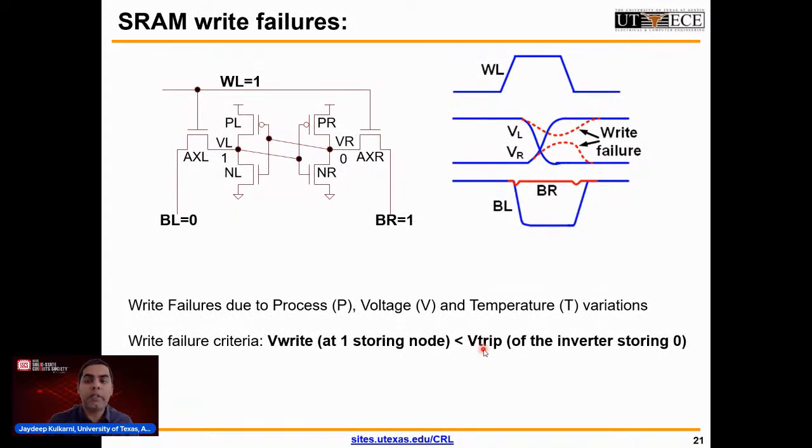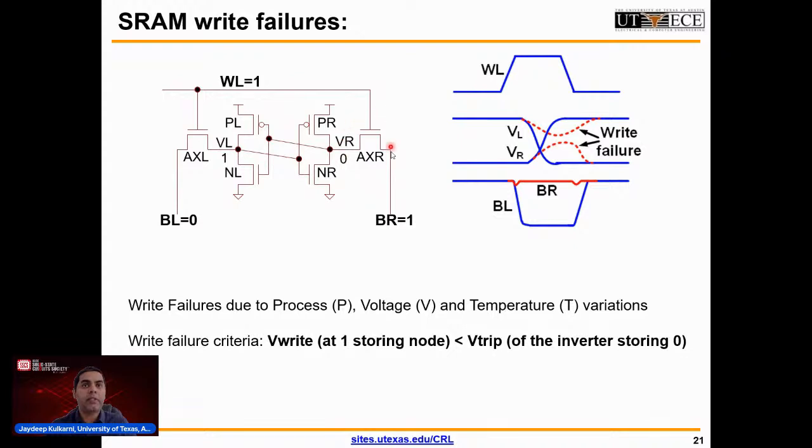So let's look at the write operations. How exactly do we perform a write operation? Let's assume that the left node is storing one and the right node is storing a zero, and we want to write one to the node storing zero. So we drive the bit line BL to zero and BR to one, depending on the data pattern that we want to write, and we assert the word line.